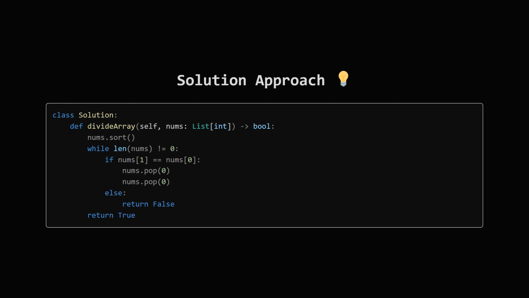I first sort the nums array. Then, in a while loop, as long as the array isn't empty, I check if the first two elements are equal. If they are, I remove them. If not, it means we can't form equal pairs, so I return false. If the loop finishes without returning false, it means all elements were paired, and I return true. This has a time complexity of big O of n log n due to the sorting.